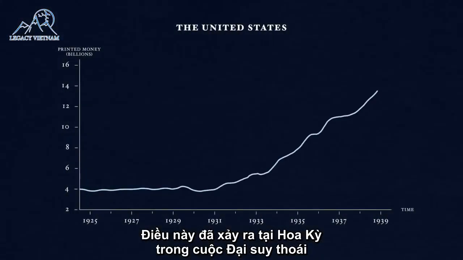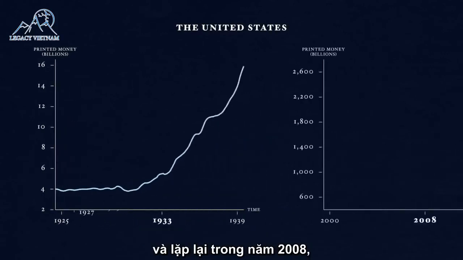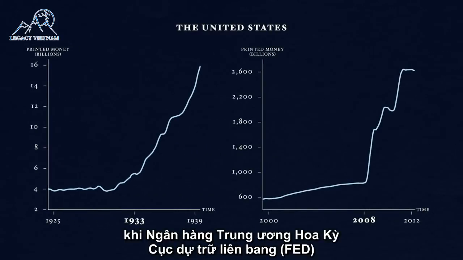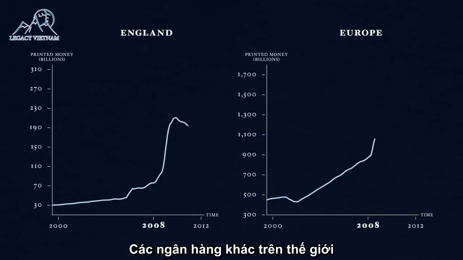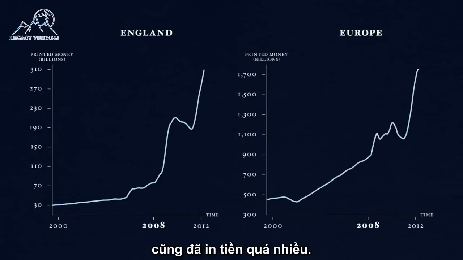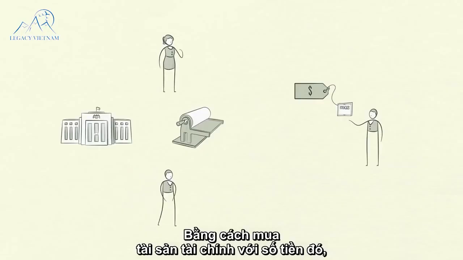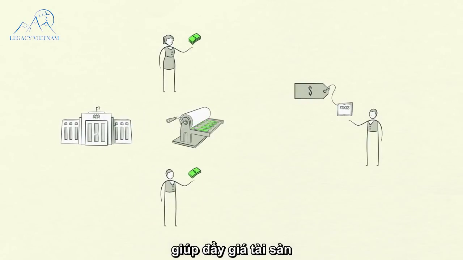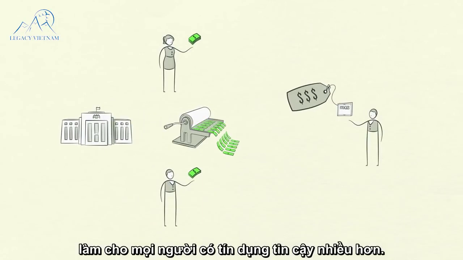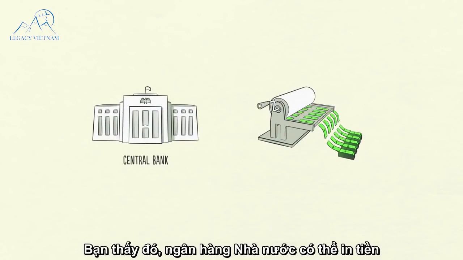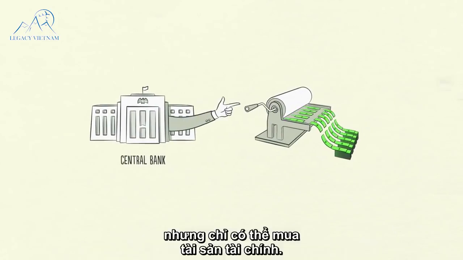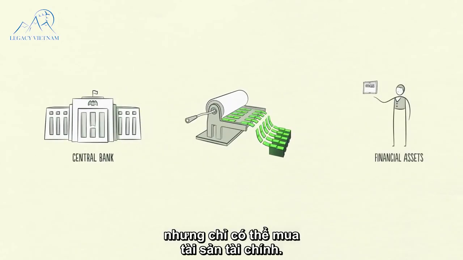It happened in the United States during the Great Depression, and again in 2008 when the United States Central Bank, the Federal Reserve, printed over $2 trillion. Other central banks around the world that could printed a lot of money too. By buying financial assets with this money, it helps drive up asset prices, which makes people more creditworthy. However, this only helps those who own financial assets. You see, the central bank can print money, but it can only buy financial assets.